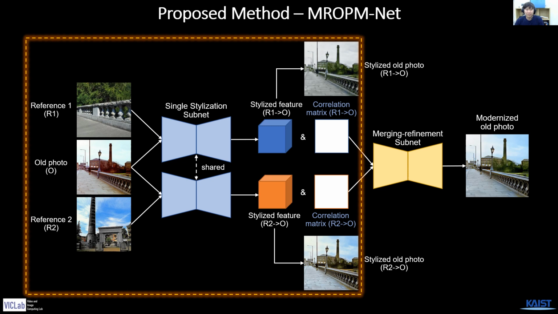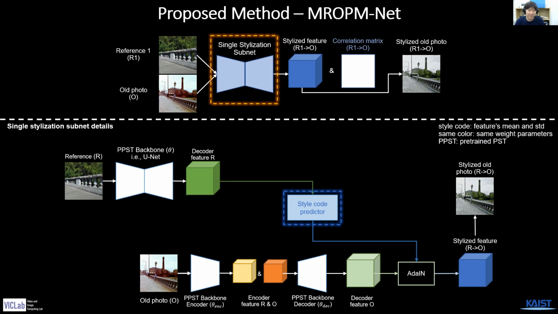In the first step, we perform style transfer from each modern photo reference to old photo input, resulting in two, in this case, different stylization features and correlation matrices by utilizing a shared single stylization subnet. Given features extracted from the pre-trained backbone PST network, the key idea of our single stylization subnet is to predict style code to perform both global and local PST.